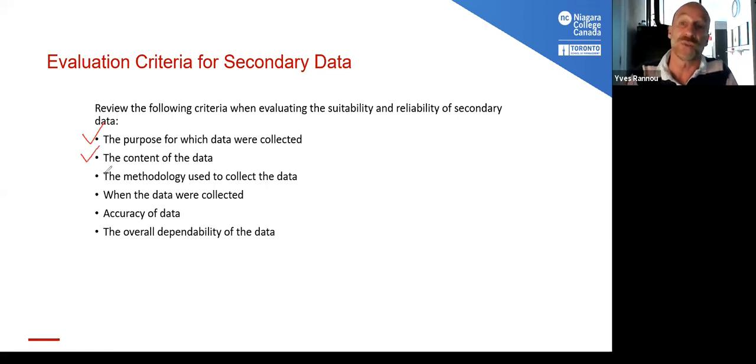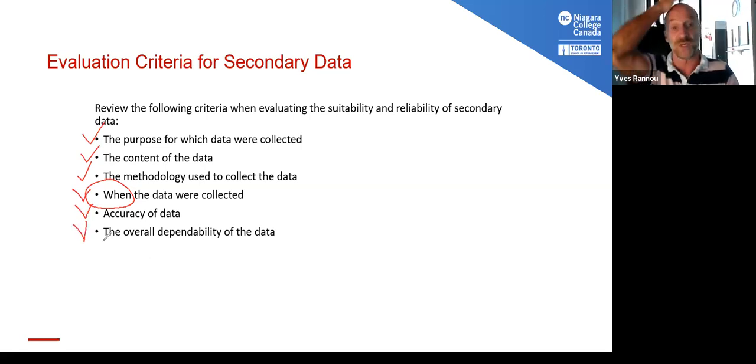So what was the data that was collected? The methodology that was used to collect the data. Is it good? Is it reliable? Is it valid? When the data was collected is important as well, perhaps too much time has passed, or perhaps not, we don't know. How accurate is the data, and what is the overall dependability of the data as well? So can I depend on the data?